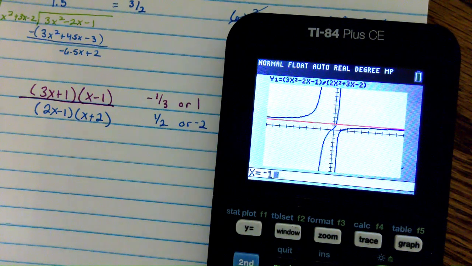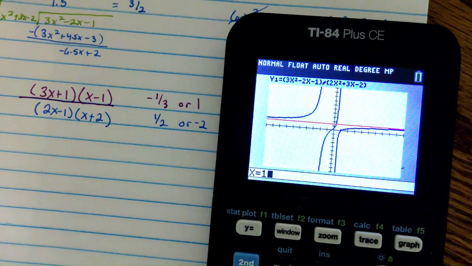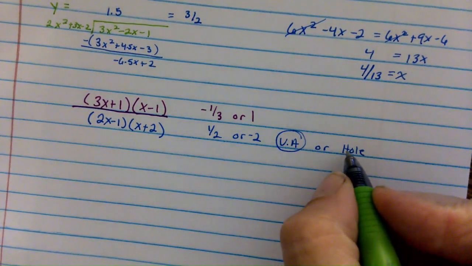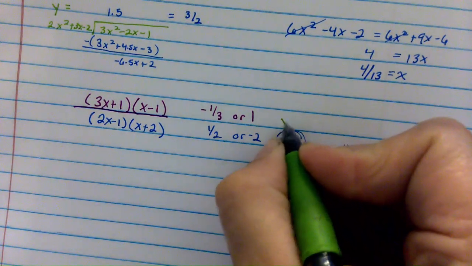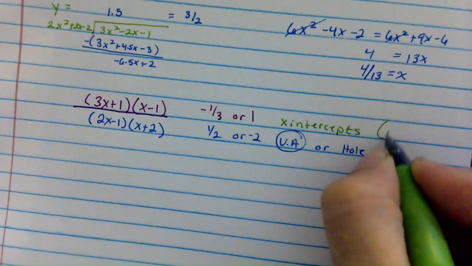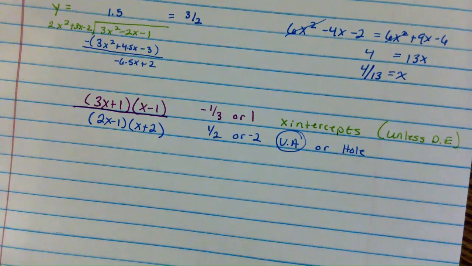But let's look at what happens at negative 1/3. That's the x-intercept. And positive 1, also the x-intercept. So when we factor, these were the vertical asymptotes, sometimes the holes, always the domain errors, but these are the x-intercepts. Unless domain errors. And in that case, it would be a hole, right? So factoring the numerator and the denominator gives us a lot of information. It's that division of the two that gives us our asymptotes.